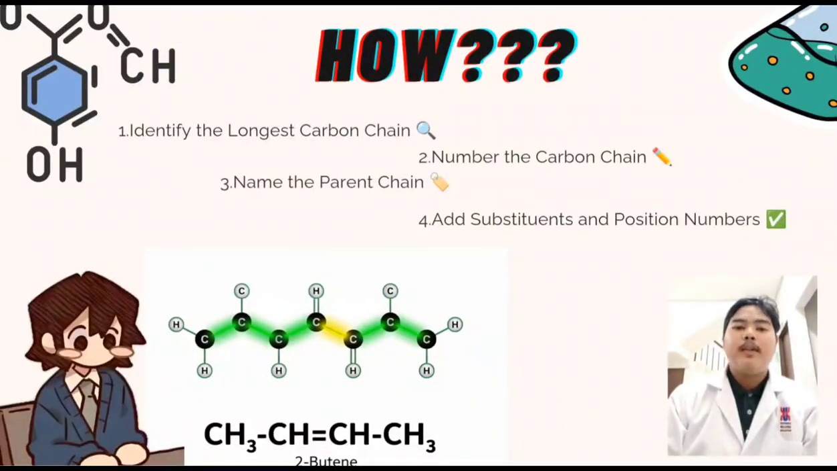First, find the longest chain that includes the double bond. Second, change the alkane suffix from ANE to ENE. Third, number the chain to give the double bond the lowest possible number. And lastly, add substituents and position numbers.